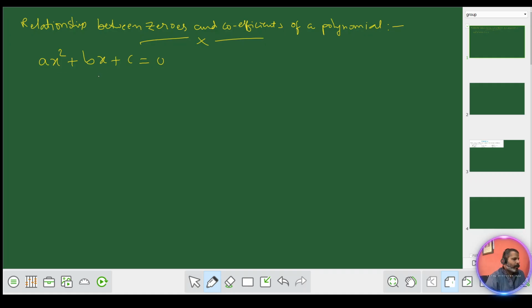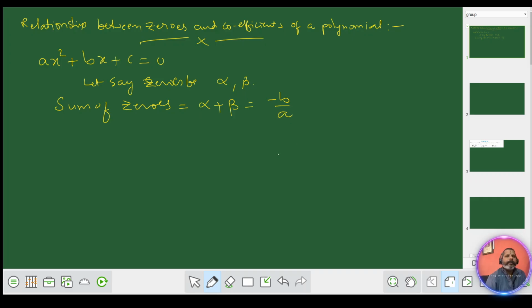Okay, let's say the zeros be alpha and beta, meaning the roots. We take some variable and let it be alpha and beta. Sum of zeros. What is the sum of zeros formula? It is alpha plus beta is equal to minus b by a.